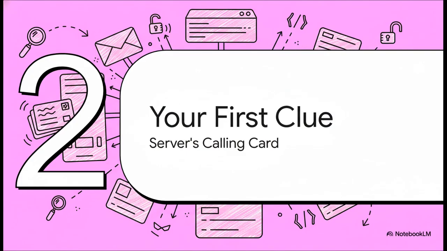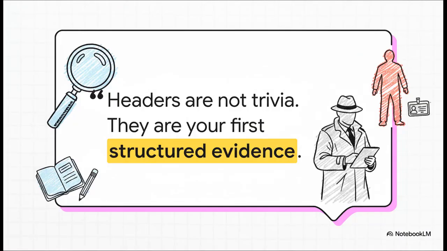Okay, let's talk about our first and maybe most important clue. This is where the investigation really begins. We're talking about HTTP headers, basically the server's digital calling card. And let me be perfectly clear on this, headers are not trivia. They are not some optional detail you can just glance over. They are the first piece of structured evidence you will get. Ignoring them is like a detective showing up to a crime scene and not bothering to check the victim's wallet for an ID. It is investigative malpractice, period.